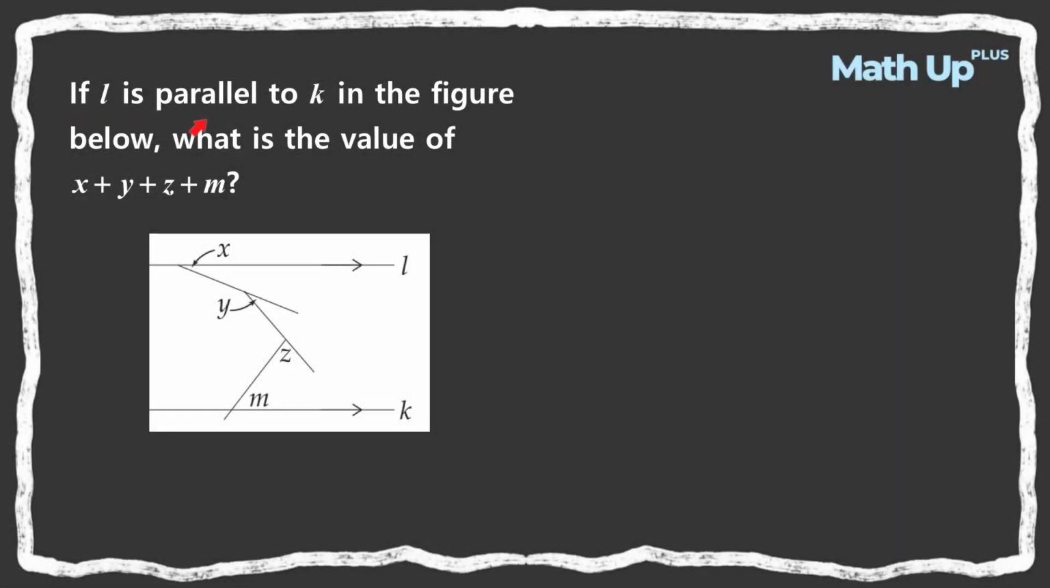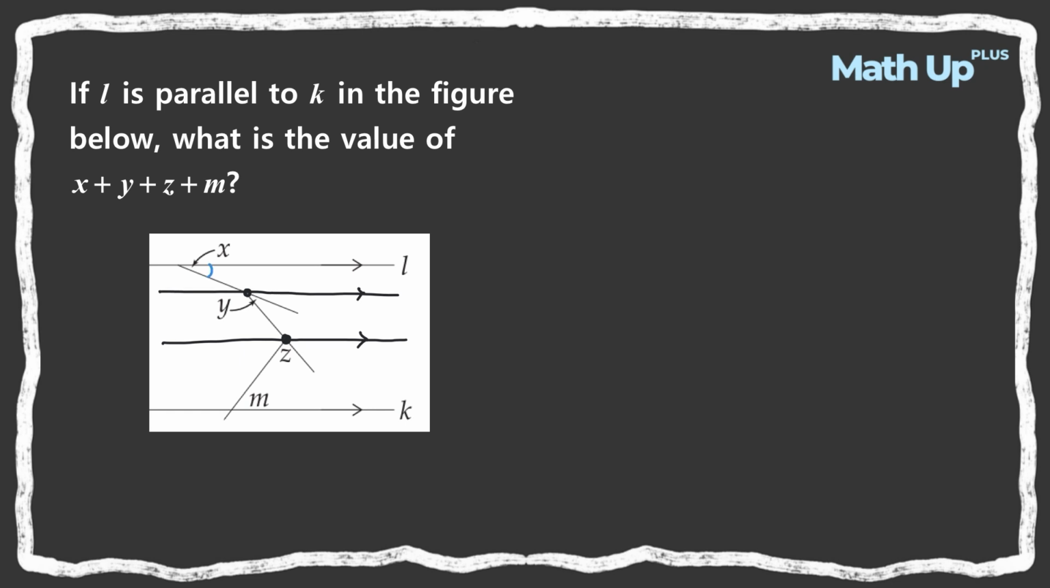If L is parallel to K in the figure below, what is the value of x plus y plus z plus m? Okay, we're going to draw two more lines, one that passes through this point, the other one that passes through this point. So line here and this line is parallel to both L and K, and line here and this line is parallel with the other three lines.